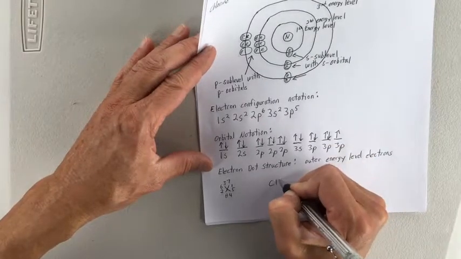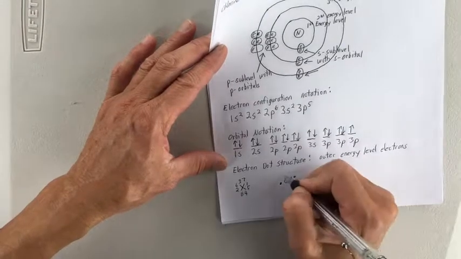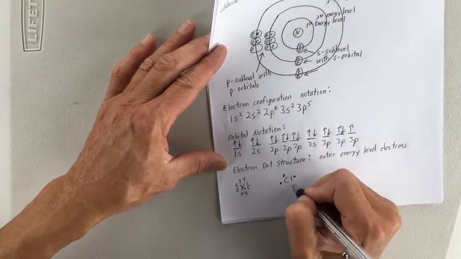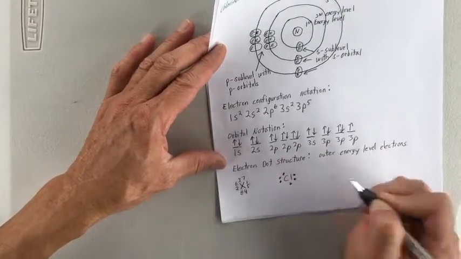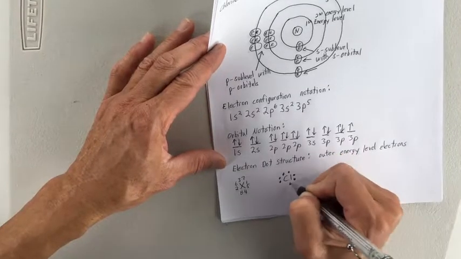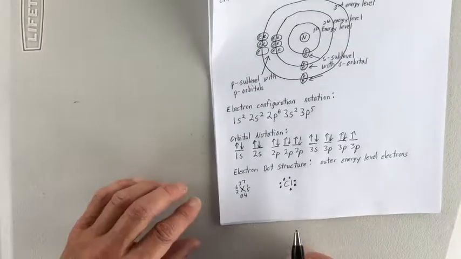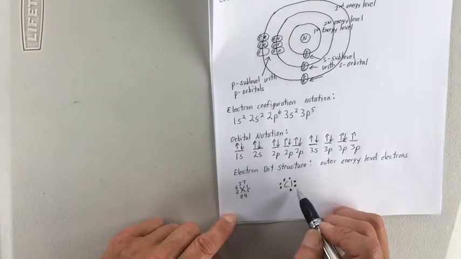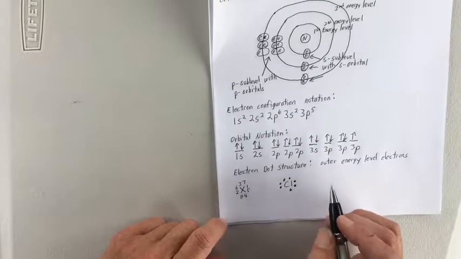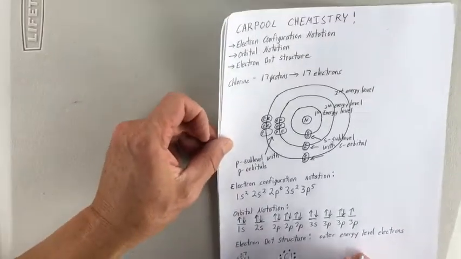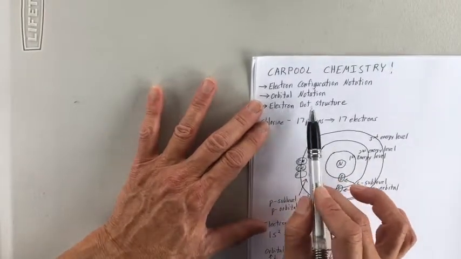So for chlorine, our first electron would go right over here, the second electron down over here, the 3rd electron up over here, the 4th electron down there, the 5th electron here, the 6th electron's there, and the final 7th electron is right up over here. And as we'll find out later, this electron dot structure is very important because it's those electrons in the outer energy level that play a pivotal role in chemical bonding. So that's how you draw electron configuration notation, orbital notation, and electron dot structure.